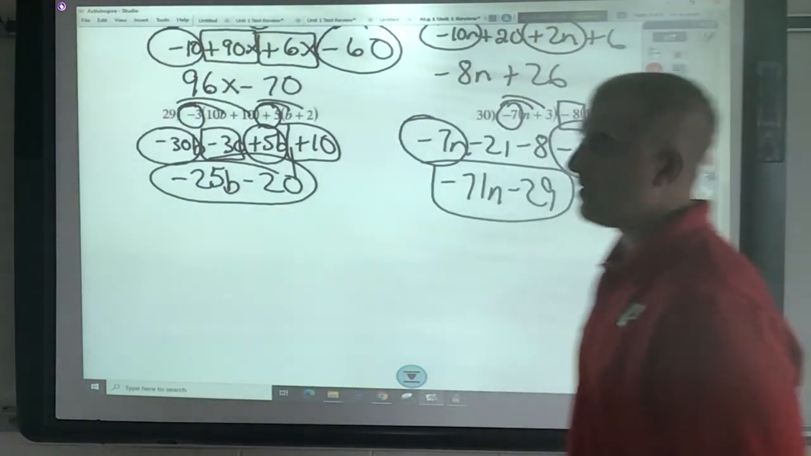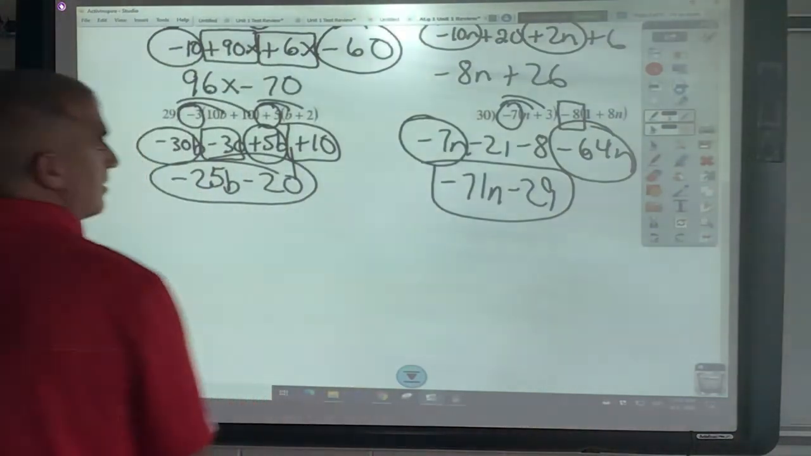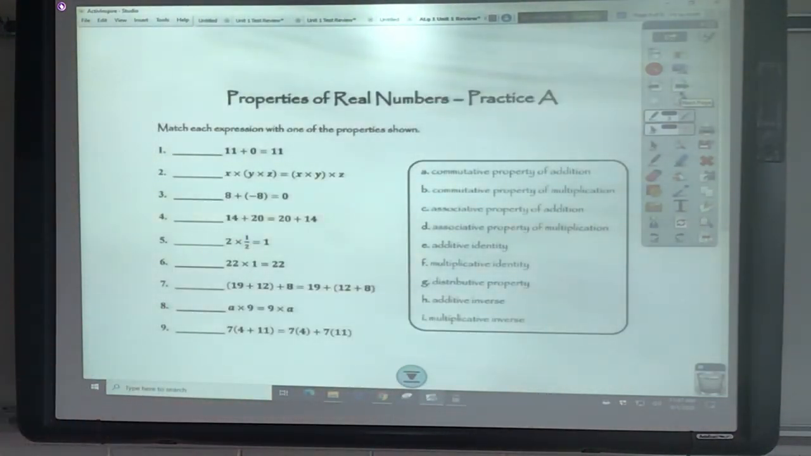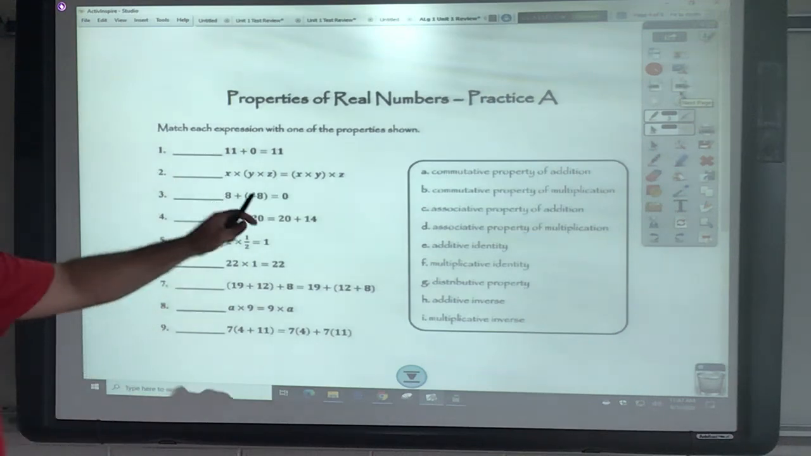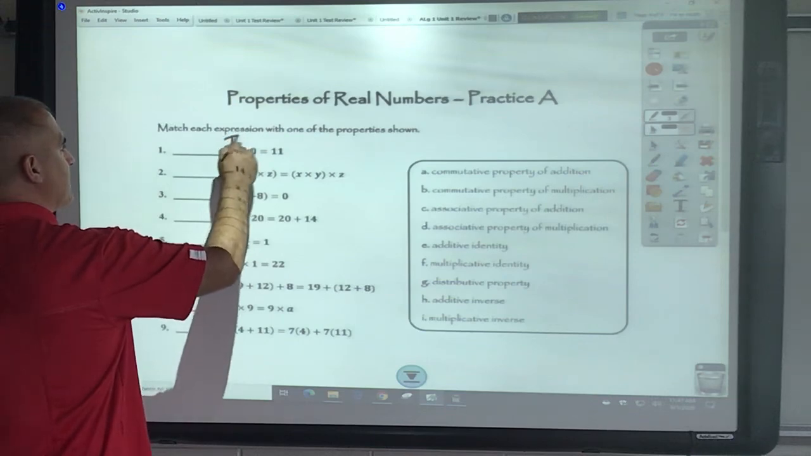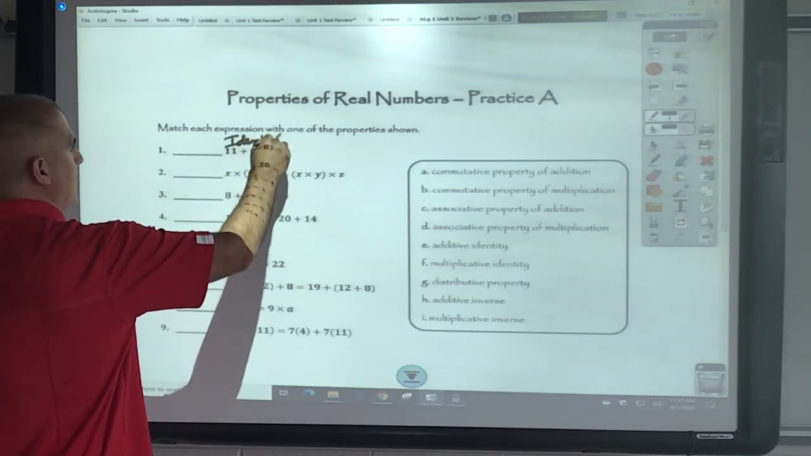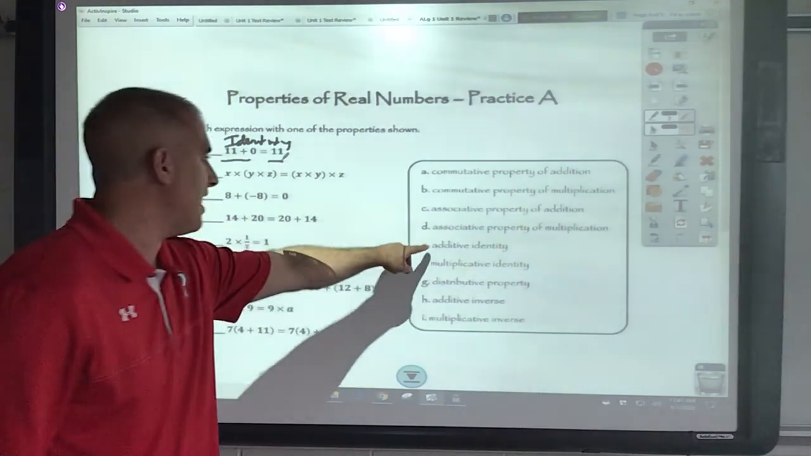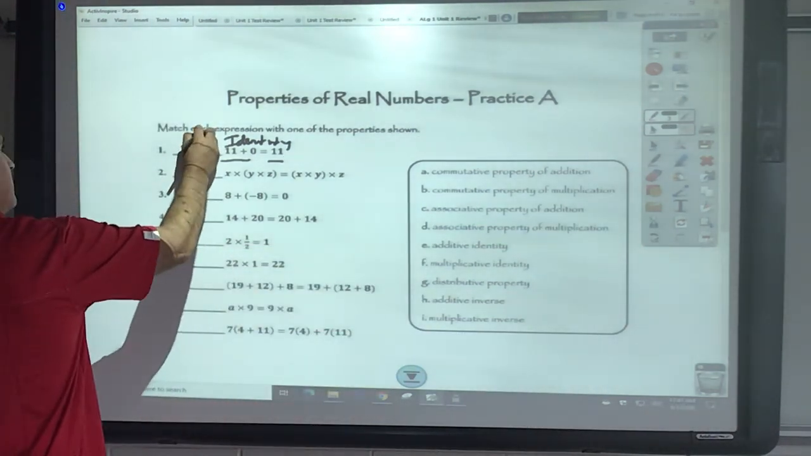Okay? The last part of this is going to be on properties, okay? And linking property examples, okay? All right? So this one, since it's itself, this is an identity. Okay, because what happens is when you're adding 0, it ends up being itself. So that is the additive identity. That is going to be letter E.